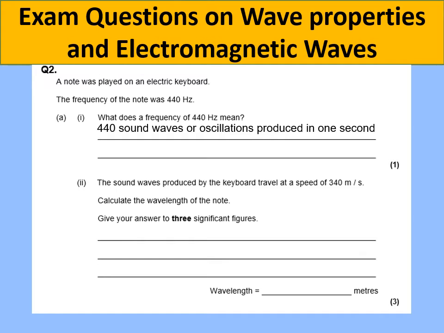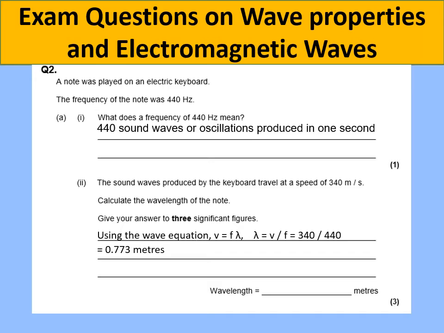Question number 2 says a note was played on an electric keyboard. The frequency of the note was 440 Hertz. Part A1. What does a frequency of 440 Hertz mean? So we just got to define what frequency is basically by using 440. So that means it's 440 waves, or in this case sound waves we're talking about, every second. So we can say it's 440 sound waves or oscillations or vibrations produced in 1 second.